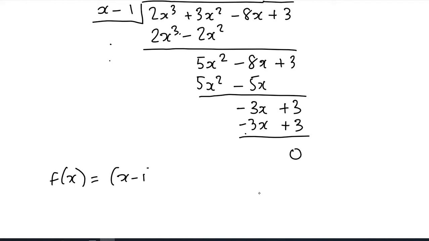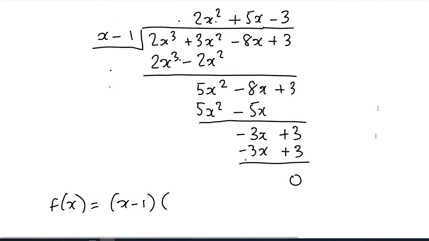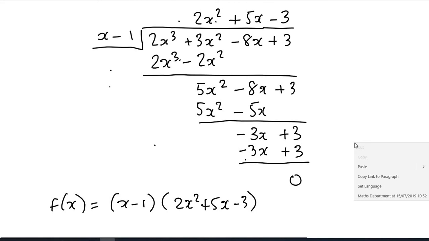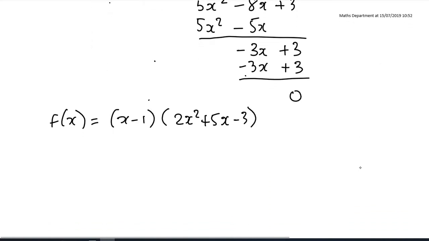So next thing to do is to write your function in its factorised form. So this is a factor, we know this, and the other factor, which is hidden at the moment, if I just move the page up, it's going to be 2x squared plus 5x minus 3 in brackets. And then at this point, what you want to do is you want to factorise that second part.